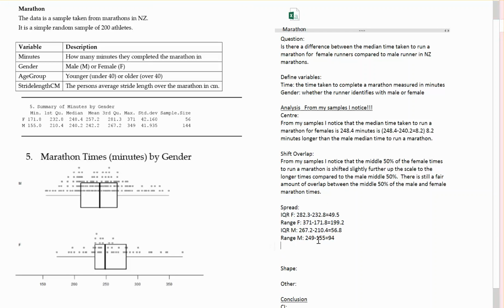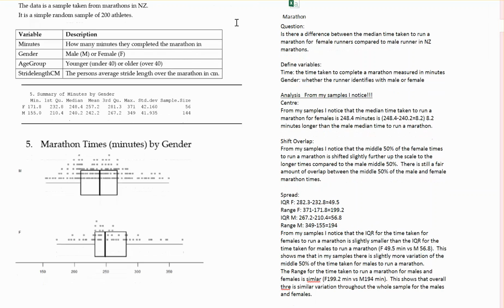So now that I've got those numbers calculated, we can say, well, looks like the female IQR is slightly smaller than the male IQR. So, from my samples I noticed that the IQR of the time taken for the females to run a marathon is slightly smaller than the IQR for the time taken for males to run a marathon. I can put the evidence in brackets if you want. Sometimes it's easier than trying to put it into the sentence. Female, got the time and the units for the males.